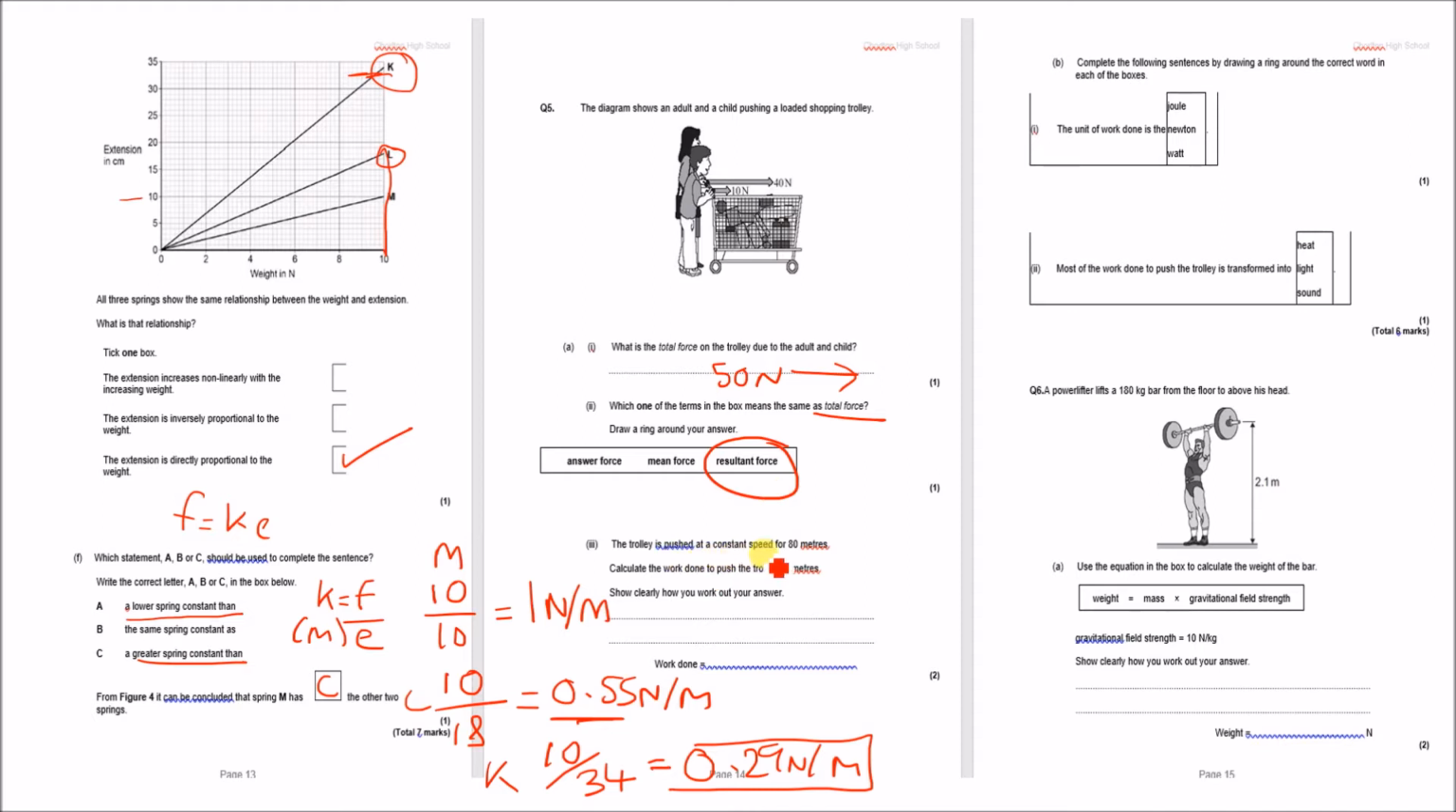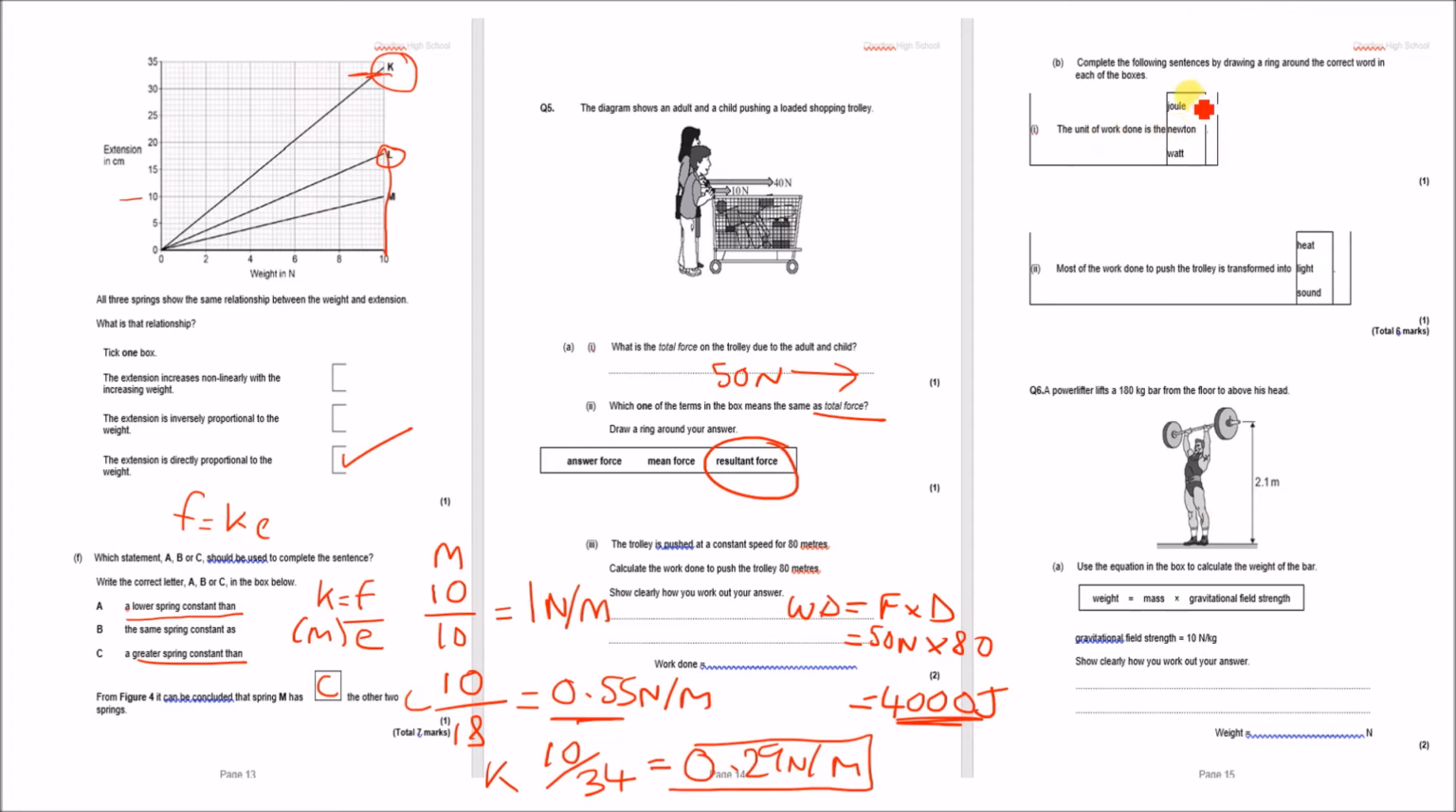Okay, the trolley is pushed at a constant speed for 80 meters. Our work done, remember, is always equal to our force times our distance, and the force is 50 newtons from above, the distance is 80, and that's going to give you an answer of 4,000. And remember, work done is energy transferred, so it must be in joules.